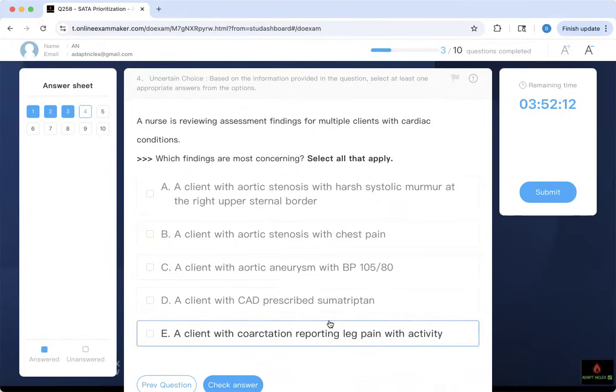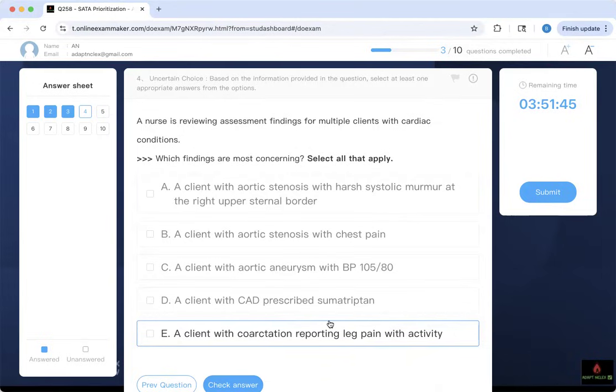on the NCLEX. And then, reviewing assessment findings for multiple clients with cardiac conditions, which findings are most concerning? You see the word most there, it is a prioritization, concerning. Bring your cardiology concepts. If you need more, I have a video, 85 questions on cardiology, or check my YouTube channel, a bunch of cardiology questions you will never forget. You will learn all cardiac conditions.